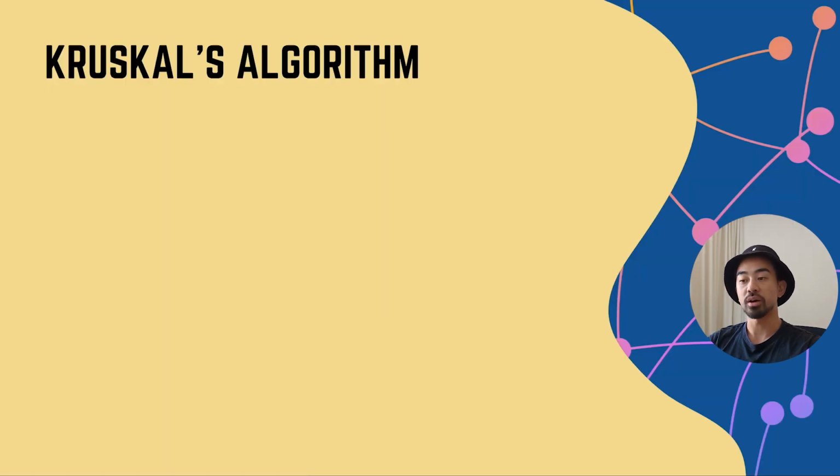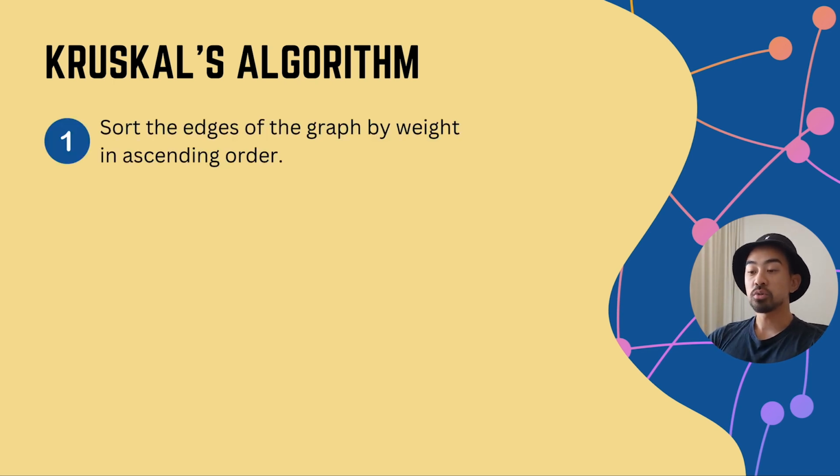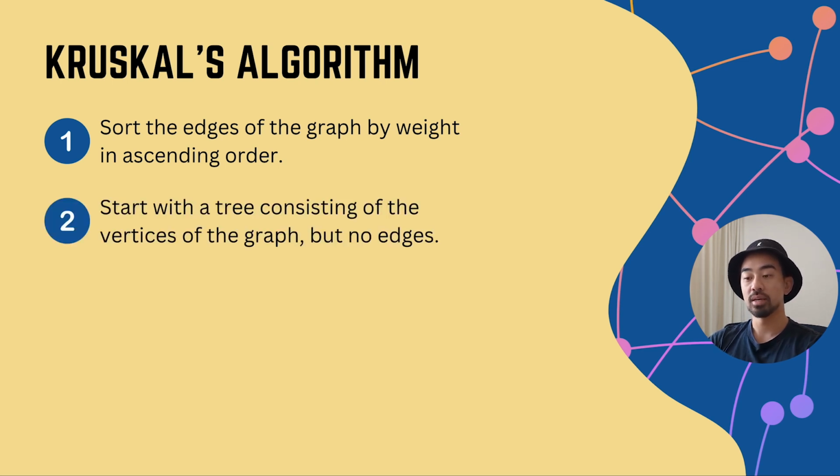Alright, so Kruskal's algorithm is a little bit different to Prim's, but it gets us the same result in terms of the weight, so it might look different though. Kruskal's algorithm tells us to sort the edges in ascending order, so smallest to largest. And I reckon this step's actually kind of unnecessary, but I'll show you in a second. Step 2, start with the tree consisting of the vertices of the graph, but no edges. So this is one way where you'd redraw all the vertices, and then we'd connect them together.